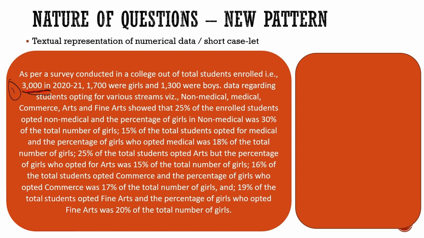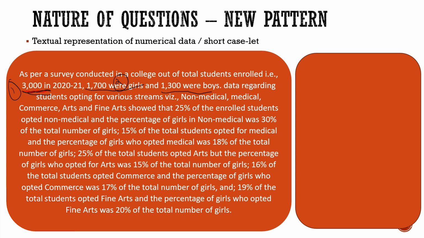Say out of 3,000 students, 1,700 were girl students and 1,300 were boys. So another set of information from this textual data: data regarding students opting for various streams. Now, the first information was about total students, where the second information was about gender distribution, how many girls and how many boys.